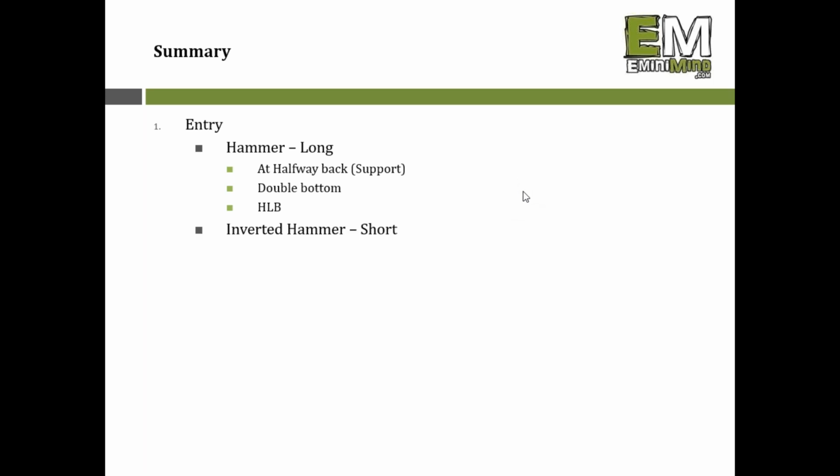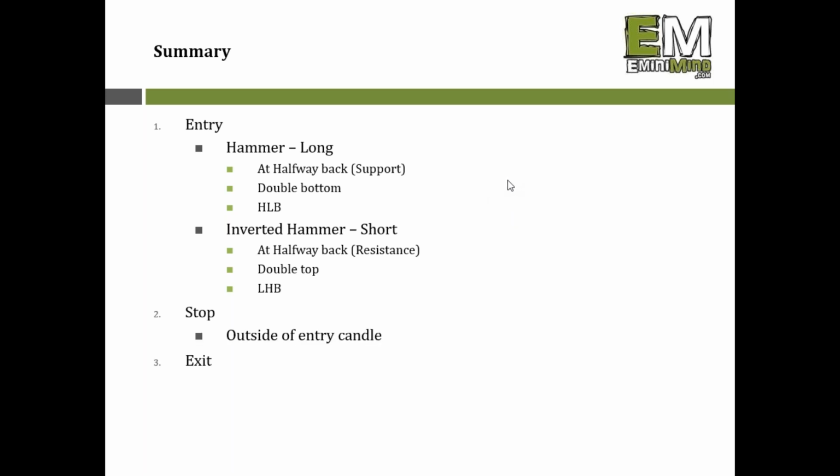The inverted hammer for shorts, just kind of the flip of the longs. Halfway back is your resistance, your halfway back short. Double top is your resistance level that you're looking to short, and then the low of the high bar. The initial stop is just outside of that entry candle, and then your exit would be just trailing your stop behind each candle.